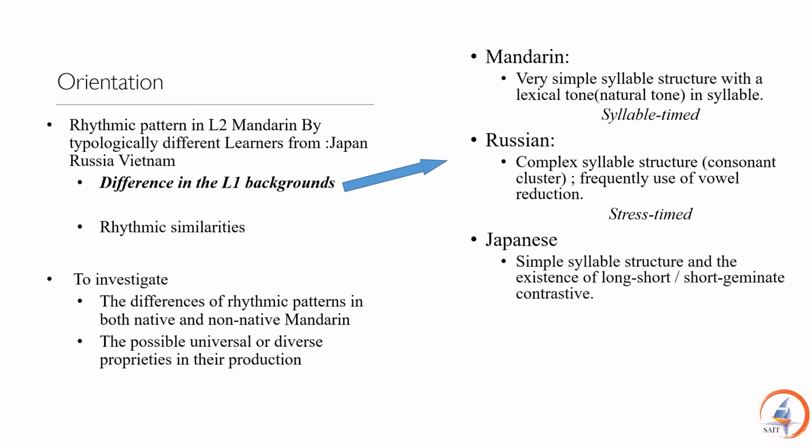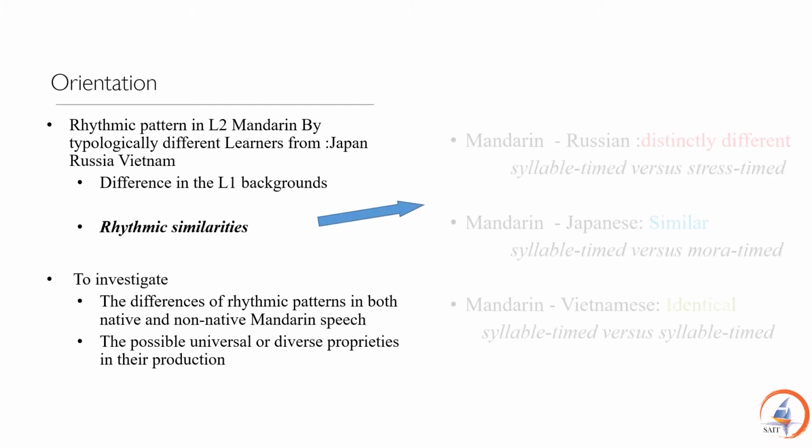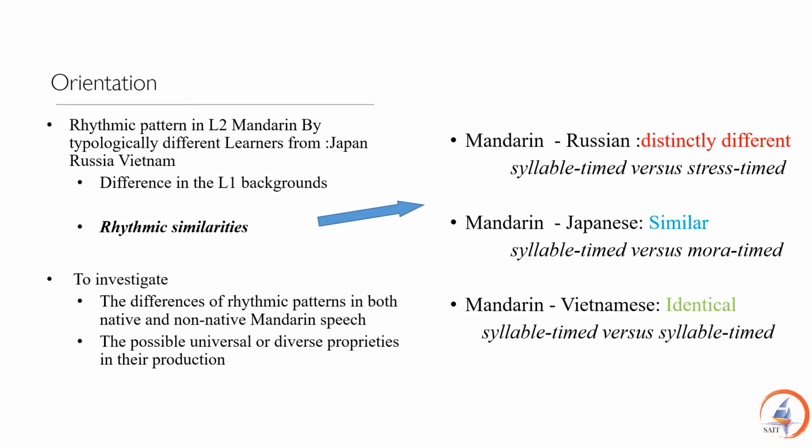Furthermore, Japanese also has a simple syllable structure with features like long and short vowels and contracted syllables. It is considered a typical mora-timed language. Finally, Vietnamese has a simple syllable structure with a similar system of lexical tone. It is also a typical syllable-timed language. Under these circumstances, the rhythmic similarities between L1 and L2 can be subdivided into distinctly different, like Russian and Mandarin, similar, like Japanese and Mandarin, and even identical, like Vietnamese and Mandarin.